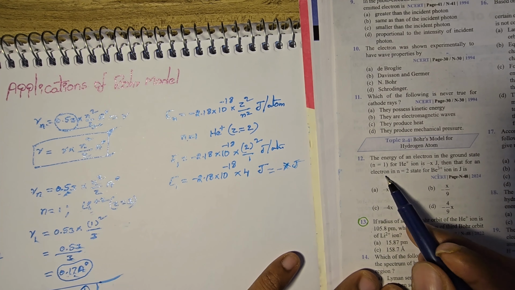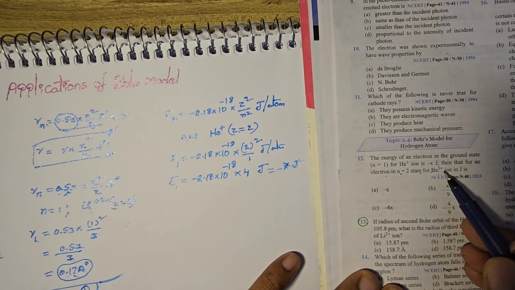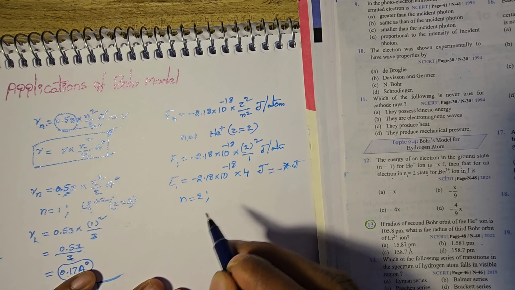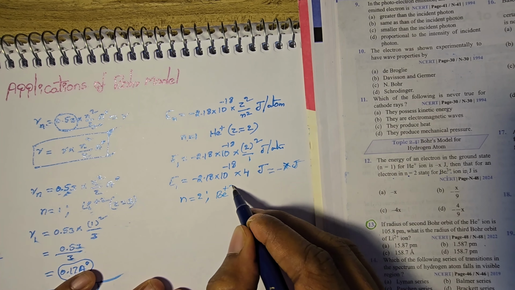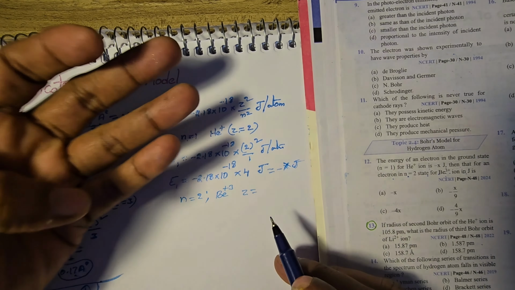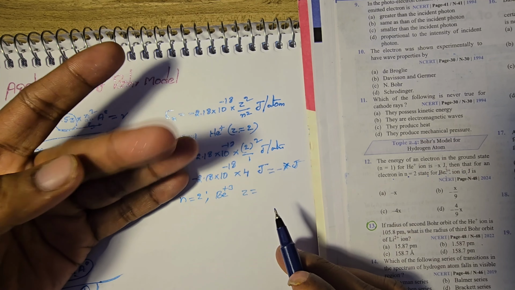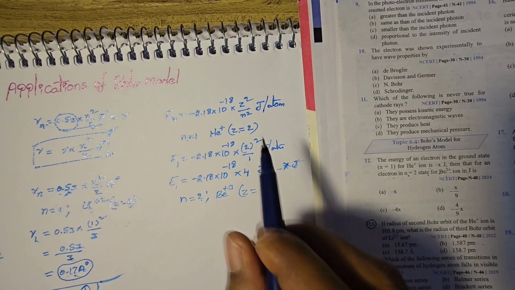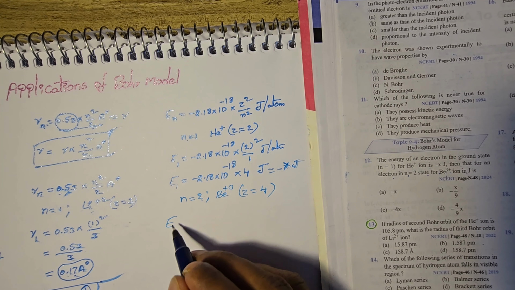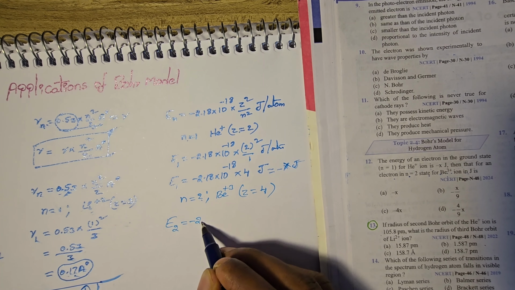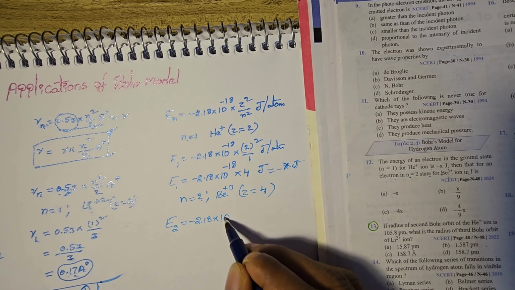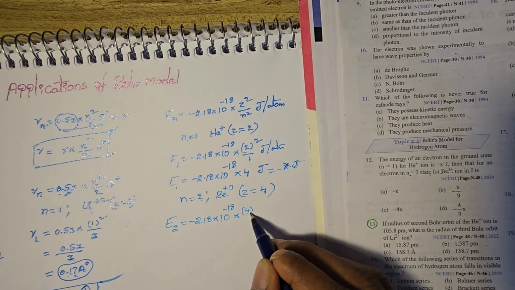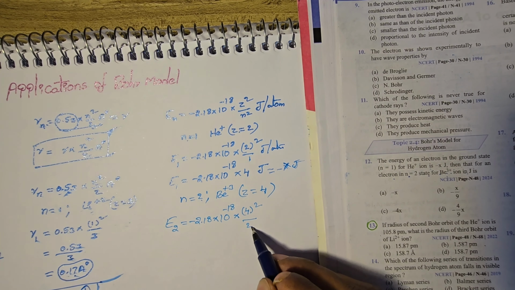So what is the question continuation? Then for an electron in n is equal to 2 state for beryllium 3 plus ion in joules. So n is equal to 2 and beryllium is given, beryllium plus 3. Beryllium atomic number: hydrogen atomic number 1, helium, lithium, beryllium, so beryllium atomic number 4. So substitute these values in this relation. Energy of the second orbit is equal to minus 2.18 into 10 power minus 18, Z value 4 square, and n value 2 square.